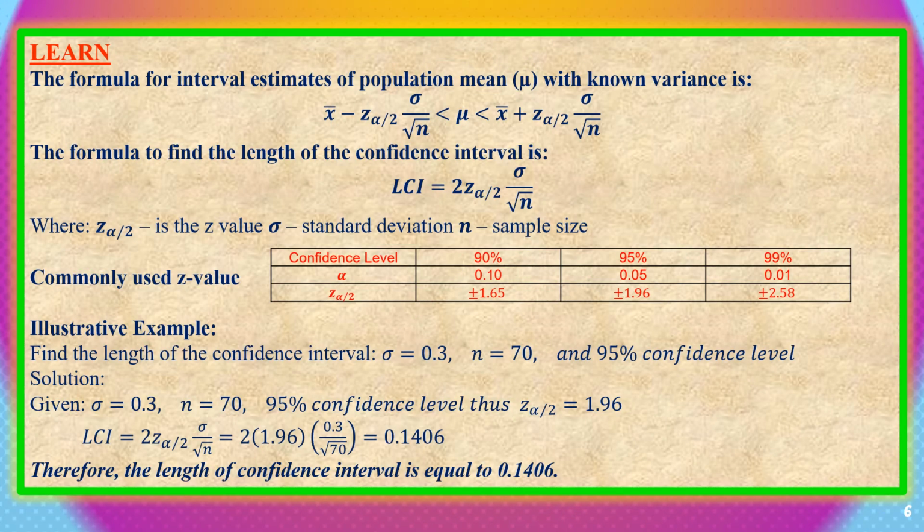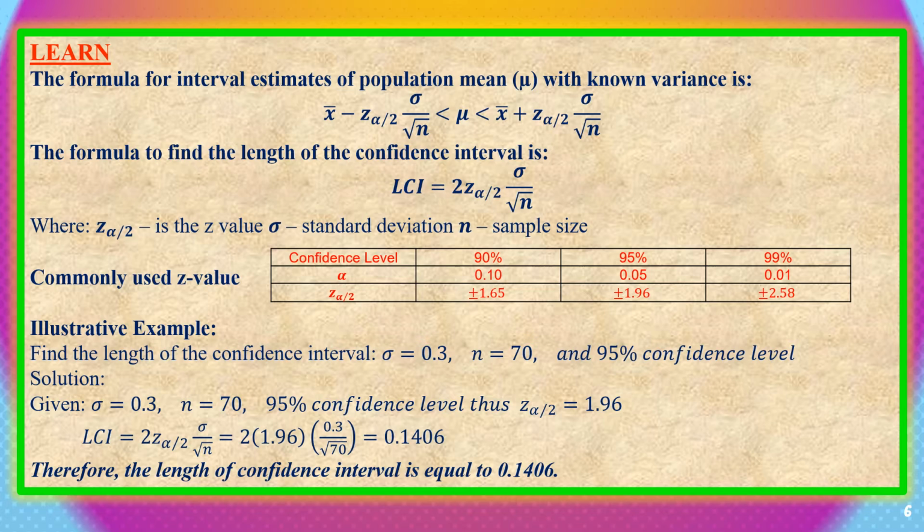The formula for interval estimate of population mean with known variance is mu greater than mean minus z sub alpha over 2 times standard deviation over square root of n, but less than mean plus z sub alpha over 2 times standard deviation over square root of n. The formula to find the length of the confidence interval is LCI equals 2 times z sub alpha over 2 times standard deviation over square root of n, where z sub alpha over 2 is the z value, sigma is the standard deviation, and n is the sample size.